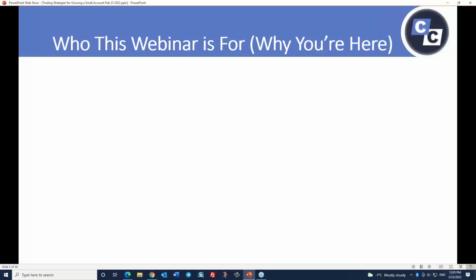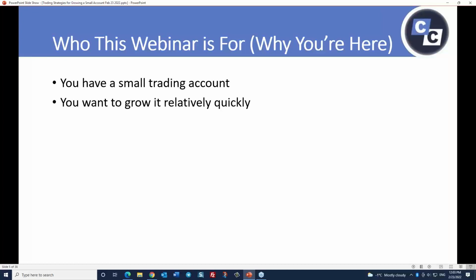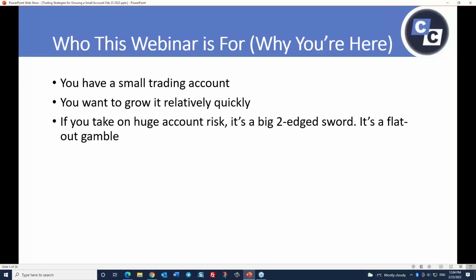Let's quickly go over why you're here, what the issue is, and that is you have a small trading account. And when I say small, pick a number. I'm just going to say $1,000 or less, and you want to grow it relatively quickly. How do you do that without taking on huge risk? Because if you take on huge risk, that's a big two-edged sword, right? Taking on a big risk, like risking 25 or 50% of your account on a trade, is just a flat-out gamble. You might as well go to Vegas and slap it down on red on the roulette wheel, okay? So be wary of that.